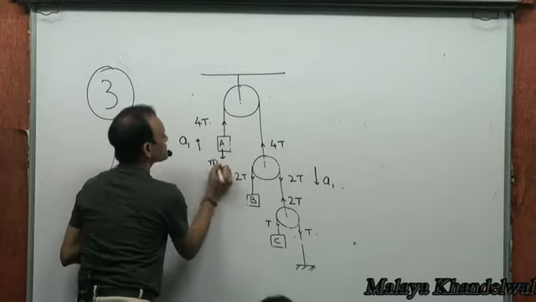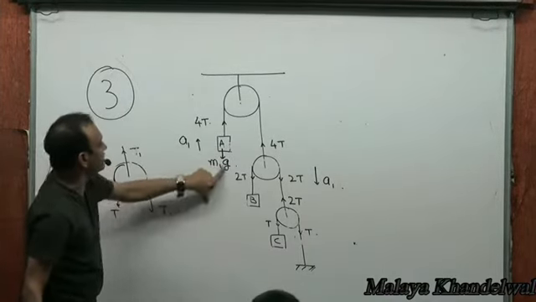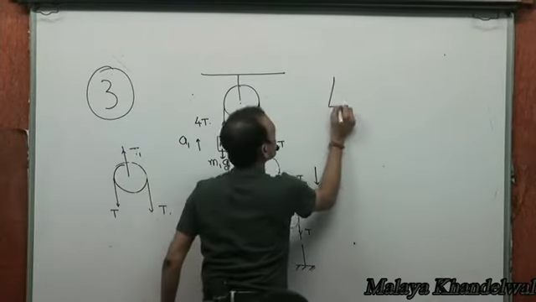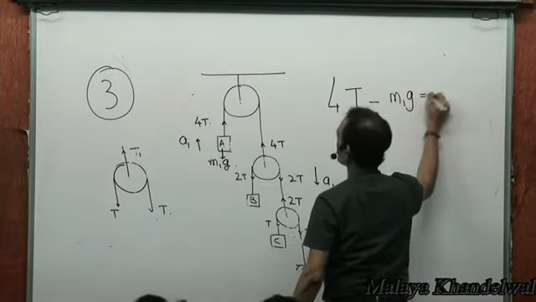Now, what would be the equation of motion for this? Let's say this mass is M1, so M1G. So 4T minus M1G is M1A1. That's the equation of motion for A.